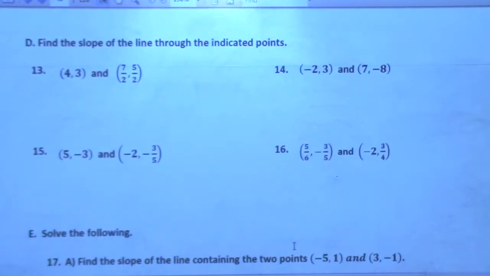All right, remember our formula for finding slope, right? y2 minus y1 over x2 minus x1. All of those are examples of that.